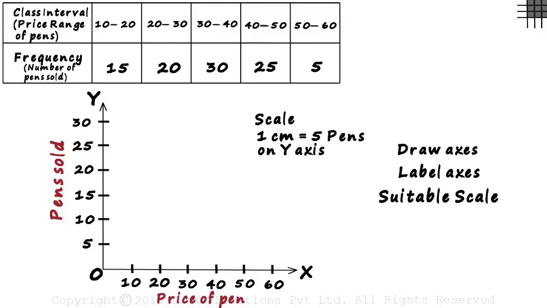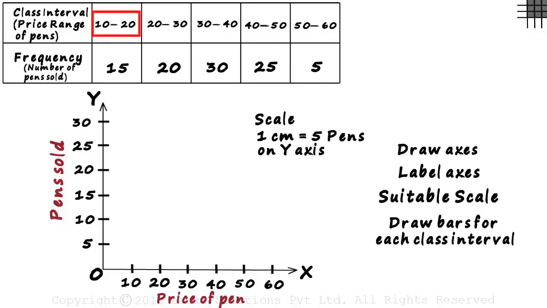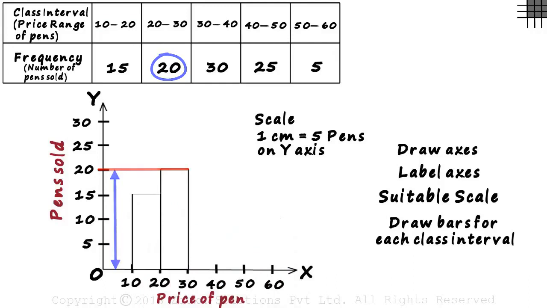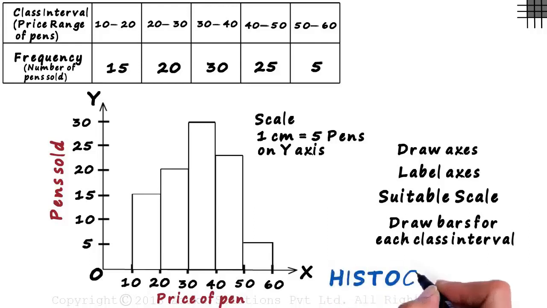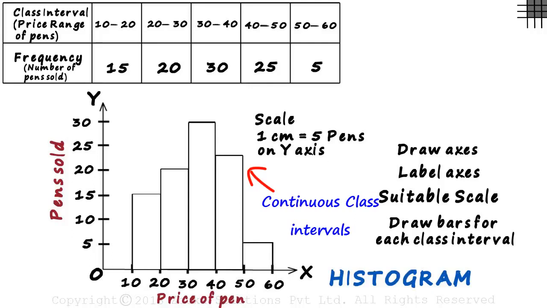That's it. Now we just have to draw appropriate bars for each class interval. For the range 10 to 20, the frequency is 15. So based on the scale, we draw a bar of length 3 centimeters. For a frequency of 20, we draw a bar of length 4 centimeters. And we continue the process till we reach the last range. This is called the histogram. Bars used to represent continuous class intervals.